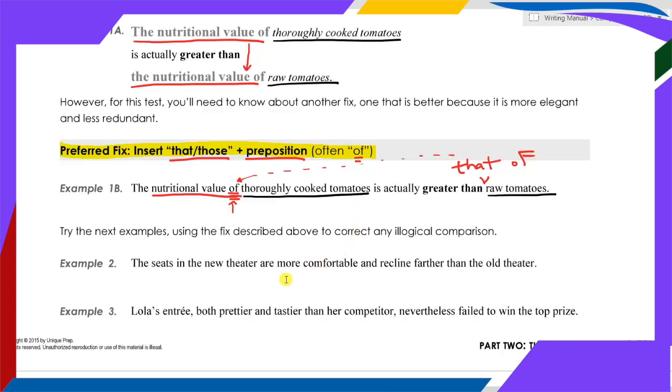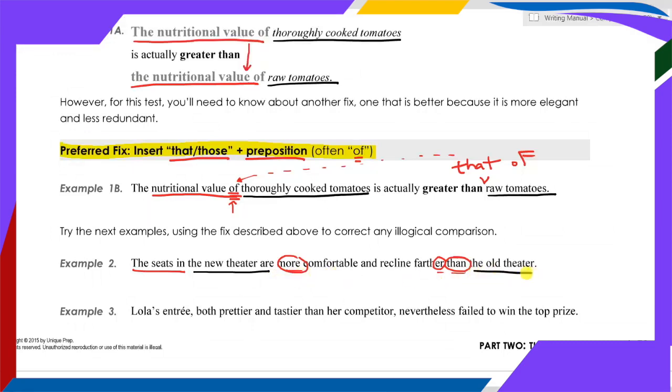So in example 2, we have: the seats in the new theater are more comfortable and recline farther than the old theater. Well, if we read this comparison very literally, and by the way, there and there are your comparison tip-off clues. You've got a more, you've got an ER word, and you've got a than. That was the tip-off clue that we discussed above. So if you read this very literally, you have the seats in the new theater, and those are more comfortable and recline farther than the old theater.